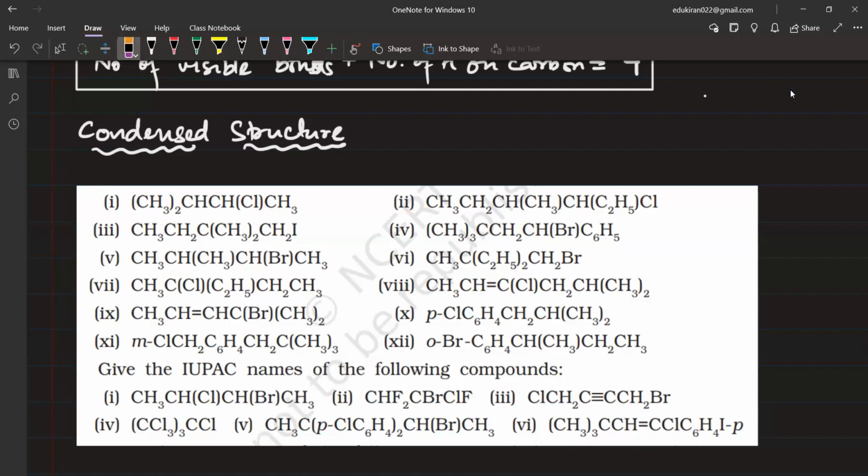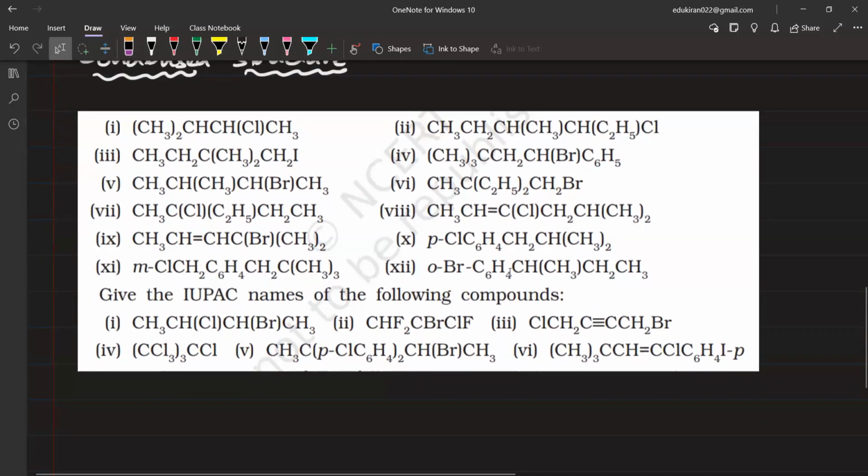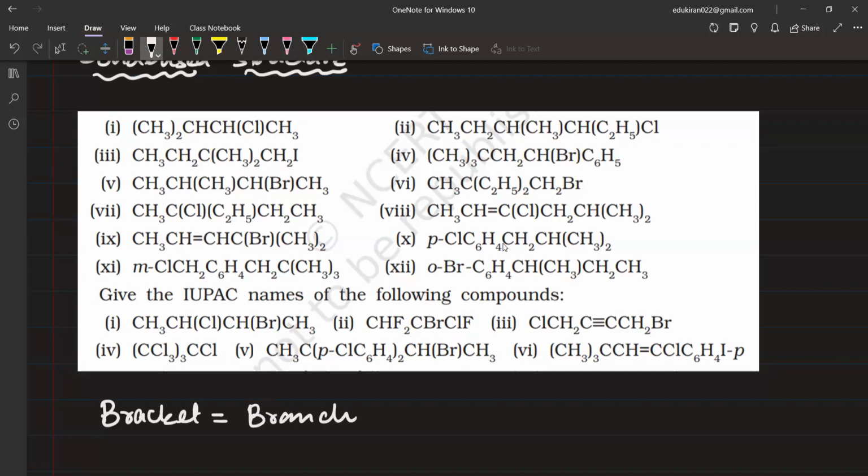And then there are brackets and all. So how to convert these structures so that you can understand them very perfectly? For example, this chlorine atom, it is attached to this carbon atom or this carbon atom. It's very easy. You have to just remember one thing: bracket is equal to branch. You are going to remember this and apply it in the first structure. Whatever is in the bracket is in the branch.